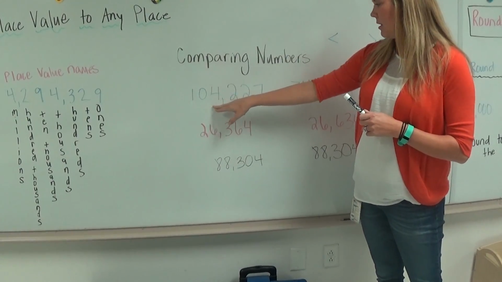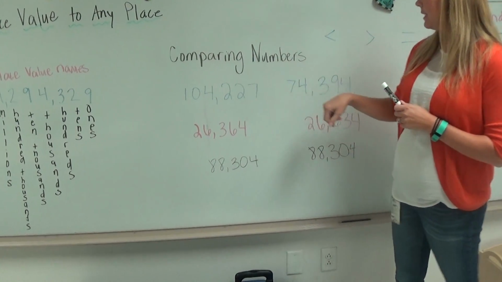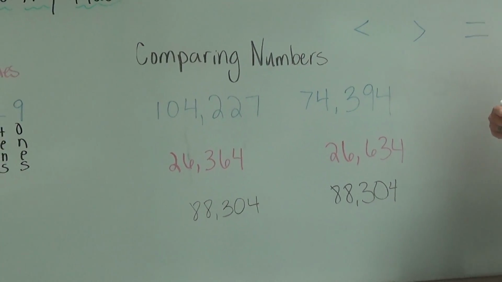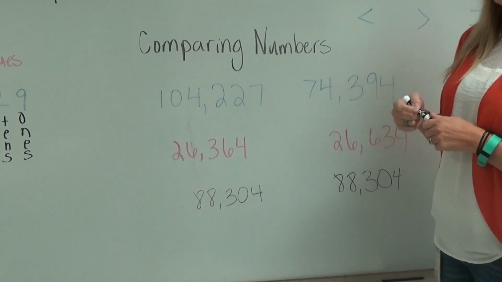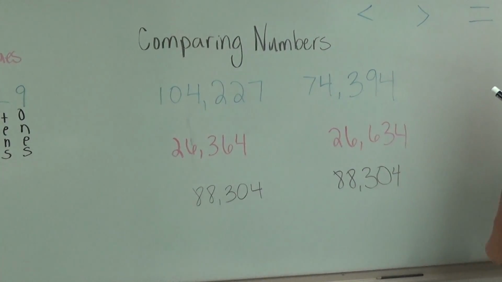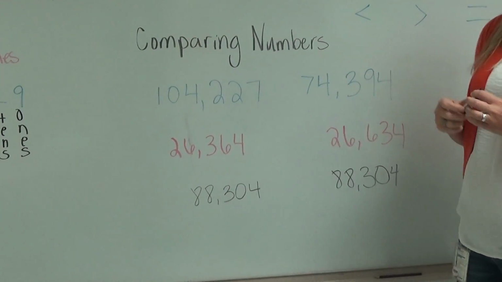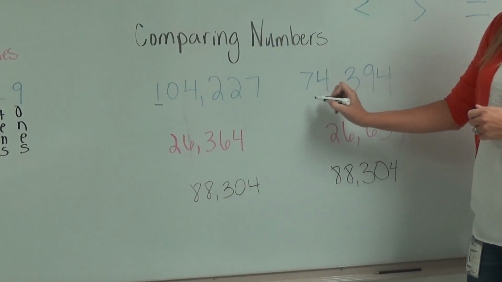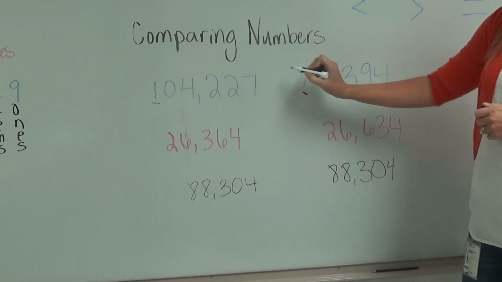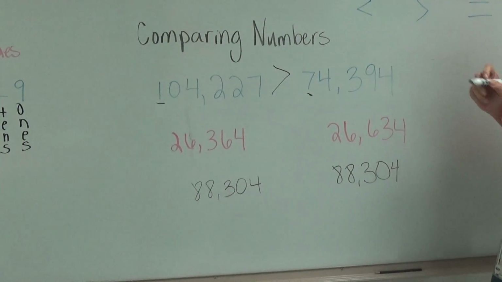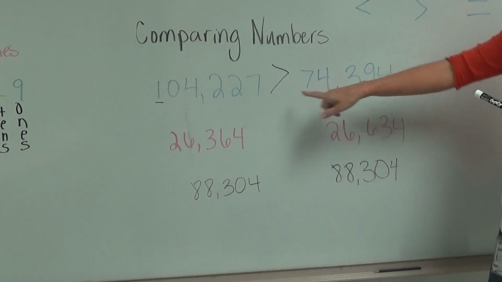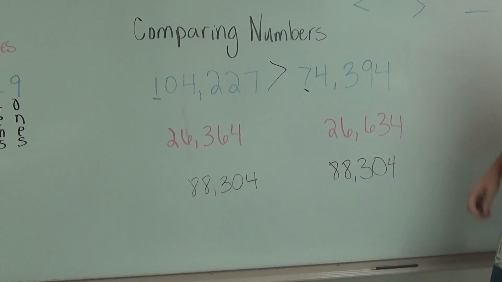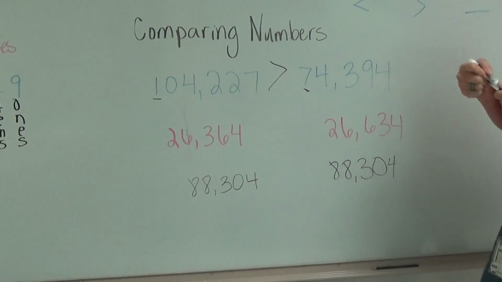Here we have the number 104,227 and 74,394. Sometimes our students often see 7, that's bigger than 1, so I'm going to say that 74,000 is greater than 104,000. But if we actually look, the value of this digit is 100,000, and this is 70,000, so we know that 104,227 is greater than 74,394.